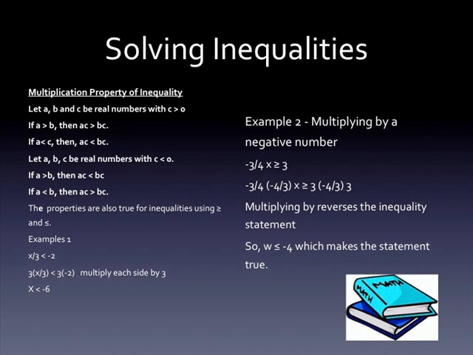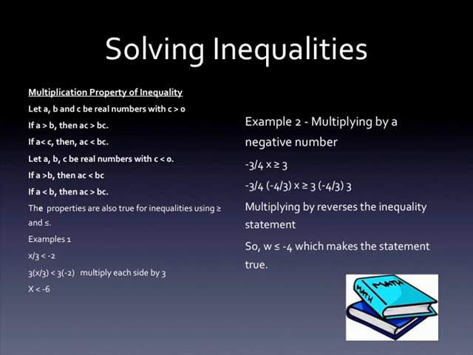Let's look at the multiplication property of inequality. Let A, B, and C be real numbers, with C being greater than 0. If A is greater than B, then AC is greater than BC. If A is less than B, then AC is less than BC. Let A, B, C be real numbers, with C being less than 0. If A is greater than B, then AC is less than BC. If A is less than B, then AC is greater than BC.